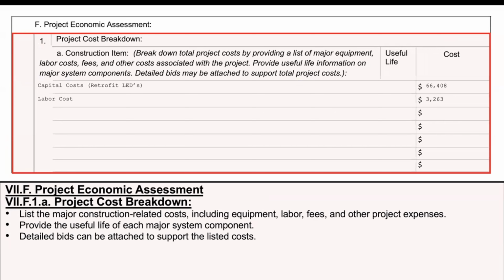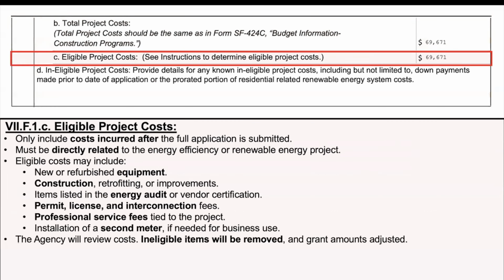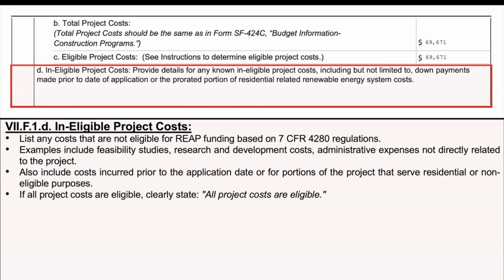In this field, list the major construction-related costs such as equipment, labor, and other project expenses. List total project cost and grant request. Make sure you break down costs into material, labor, and equipment. Use the same numbers as in the Form SF 424C. Include costs incurred after the full application is submitted. Provide details for any known and ineligible project cost. This could be feasibility studies, research and development costs, admin expenses, etc.